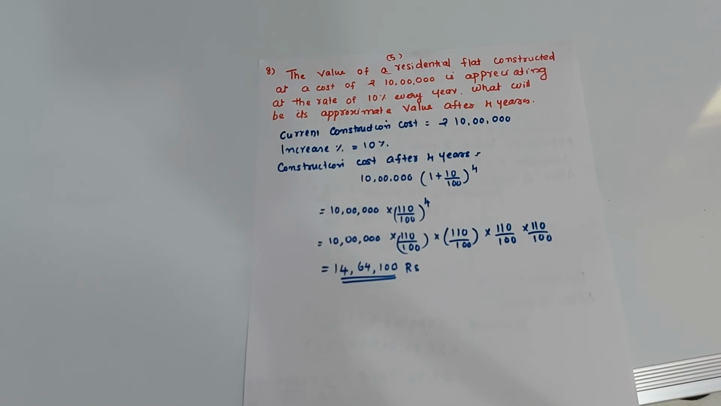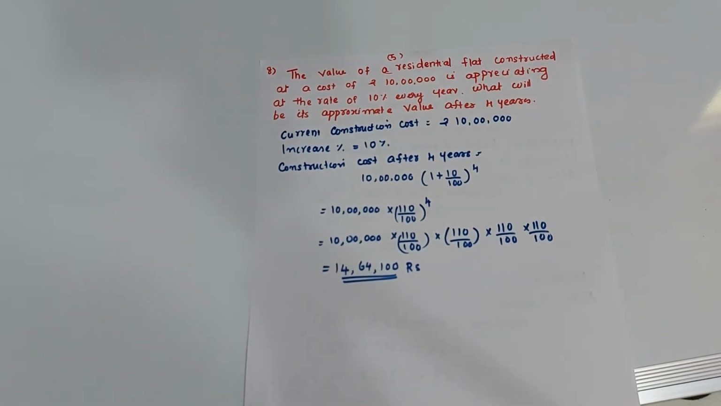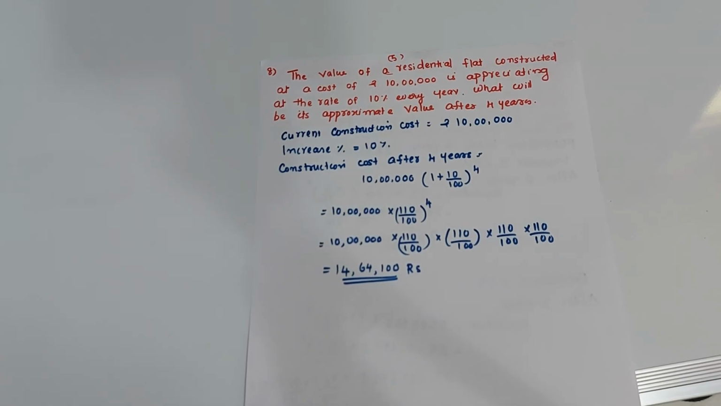So we have to find the increased amount. The construction cost after 4 years is equal to the original amount, 10 lakh, into (1 plus 10 by 100) whole power 4, so n equal to 4. So 10 lakh into (110 by 100) whole power 4. After calculation we will get 14,64,100 rupees as the construction cost after 4 years.